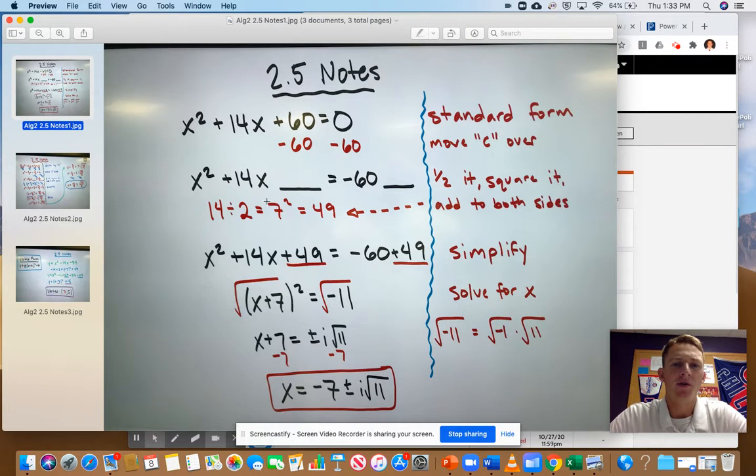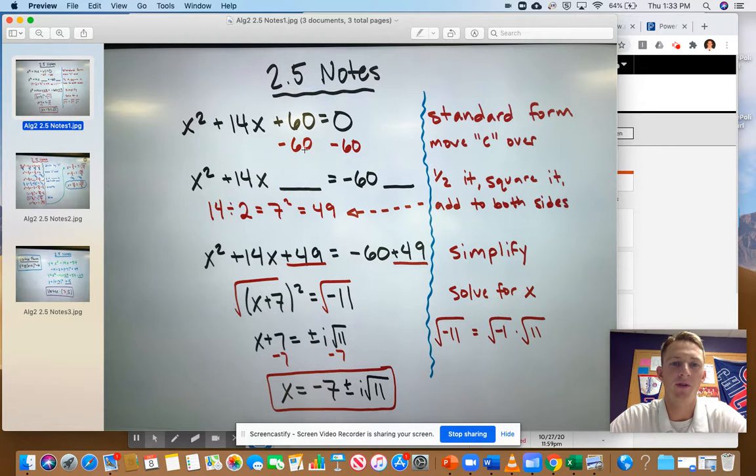All right, Algebra 2, we are still on quadratics. Here we're in the standard form, which is ax squared plus bx plus c. We have the equation x squared plus 14x plus 60 equals 0. So the first thing we want to do, here's our instructions on the right.